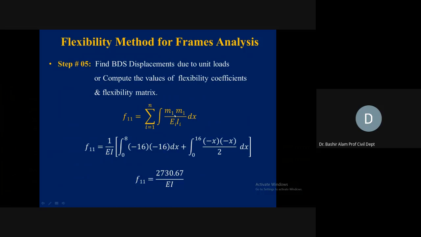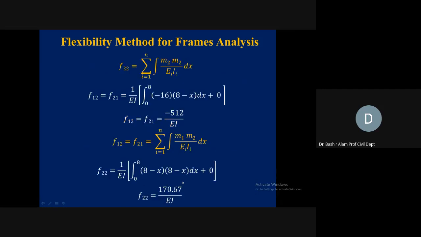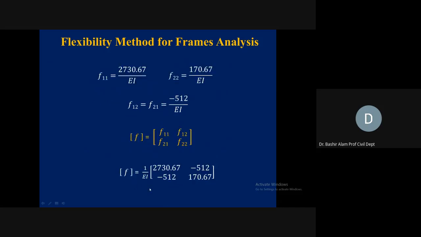Then the flexibility coefficients. We have this basic equation. F11 means M1 times M1, so directly you can write minus 16 squared instead of writing this again and again. Similarly, this will become minus x squared, because this is M1 squared now. Again you see from member BC, because of 2EI, this contribution. F11 is calculated. Here F12 is equal to F21. It is calculated here, and F22 is calculated here. So we have now this F matrix, the flexibility coefficient matrix, calculated.